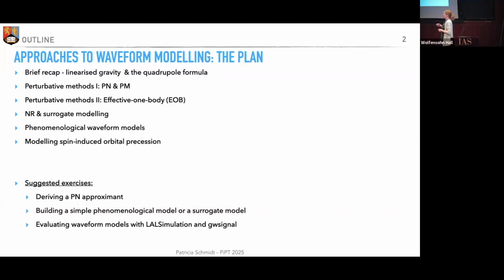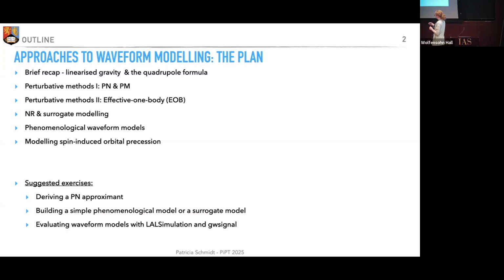In particular, if you have Mathematica installed on your laptops, that can be quite handy. You could also build a simple phenomenological model or use tools that are available publicly to you to build a surrogate model. Numerical relativity data, for example, is available publicly as well. So you could try, how does it actually work? How can I build a phenomenological or a surrogate model? So we can do that.